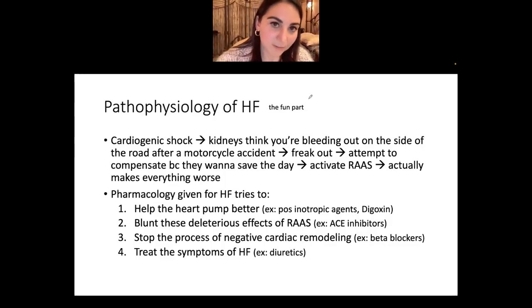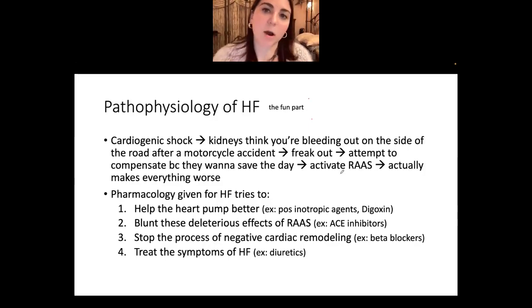So heart failure, regardless of what type you have, the kidneys basically think that you're bleeding out on the side of the road. They think you got in a car accident, you're bleeding out, they're freaking out, and they're like, we need to compensate and we need to activate RAAS. And when they do this, it actually makes the symptoms of heart failure even worse.